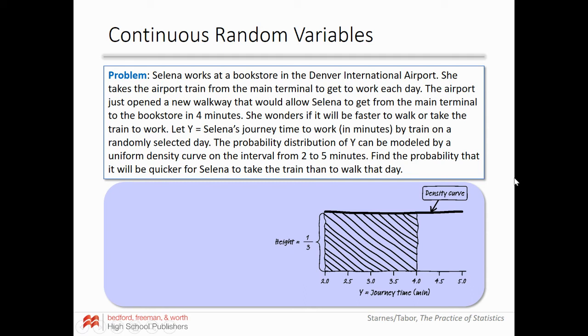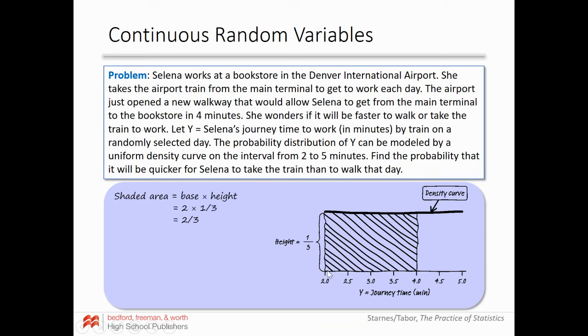Now the question is, find the probability that it will be quicker for Selena to take the train than to walk that day. Well, it says walking is 4 minutes. So in order to be quicker, I have to be less than 4 minutes. I'm going to find the probability that y is less than 4. That would be a width now of 2 times the height, which is 1/3, so 2/3, or 0.667.